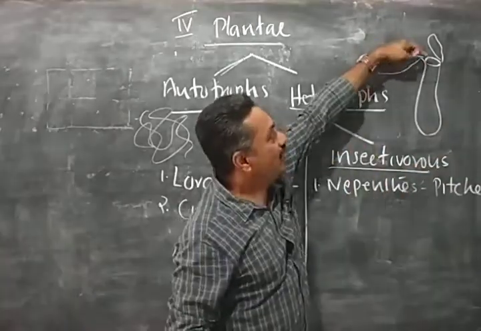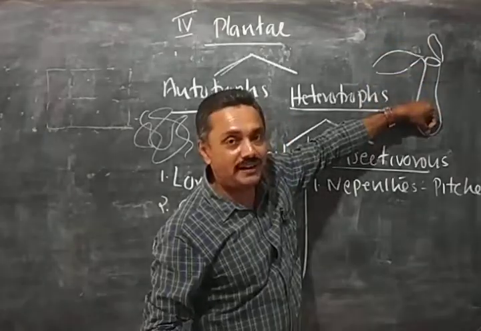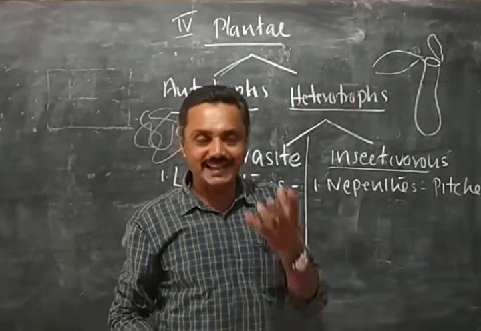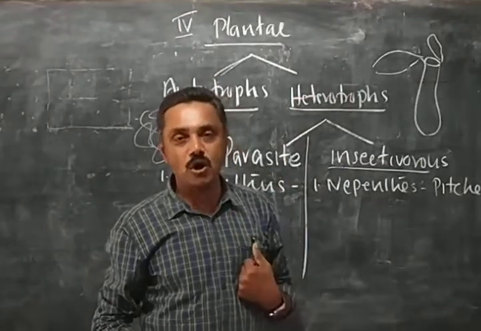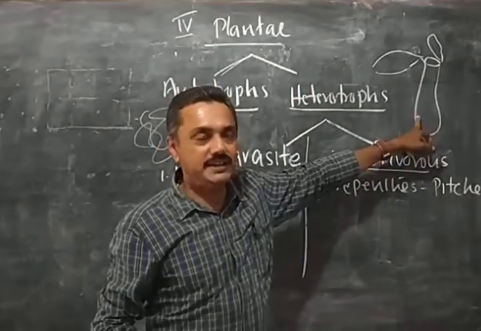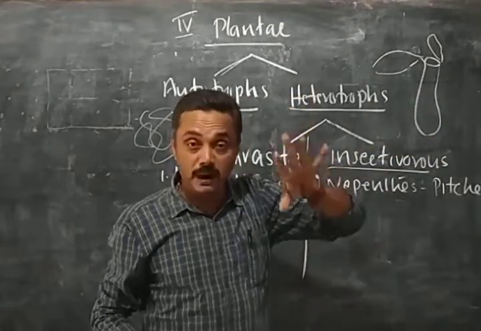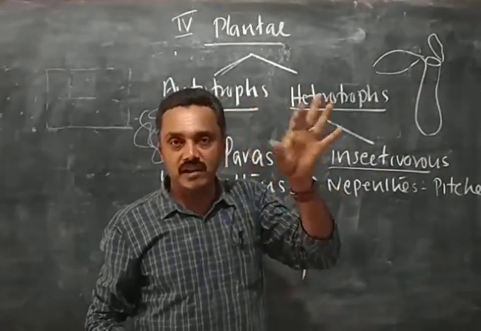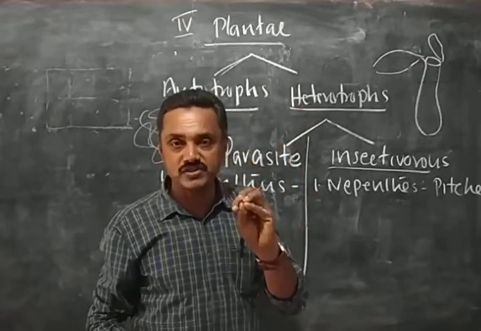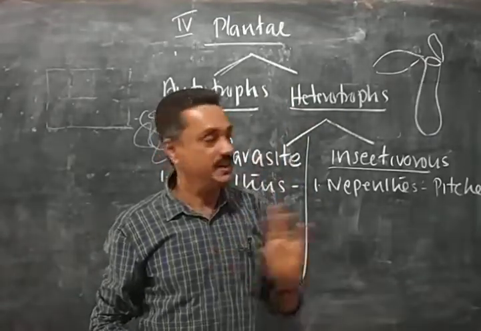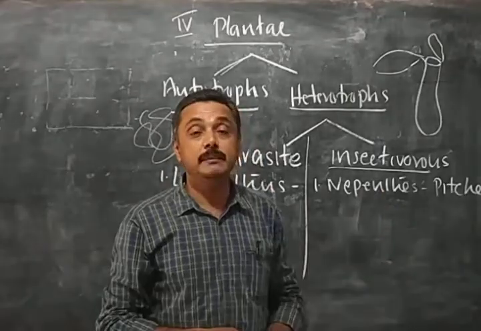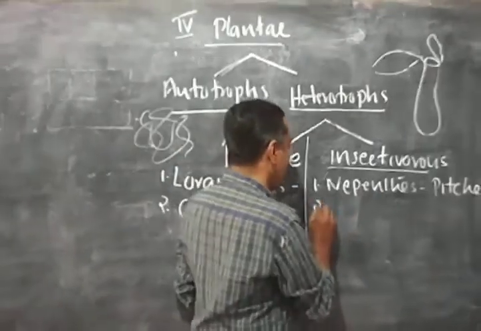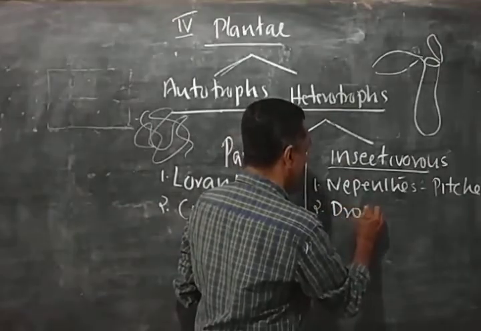When the insects fall in, they slip down into it. The lid will close, and the insect cannot escape. It is digested and absorbed inside the pitcher. This is a green plant that prepares food by photosynthesis, but proper growth requires extra nitrogen and amino acids from the body of insects. Such a plant is called a pitcher plant, catching insects by the pitcher. Second one, there is a plant called Drosera.